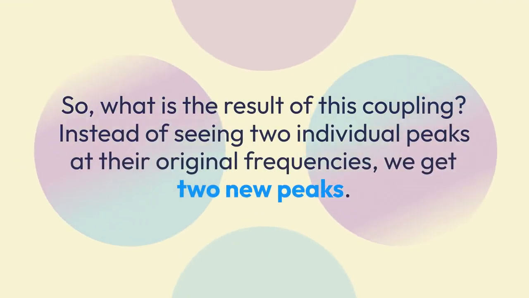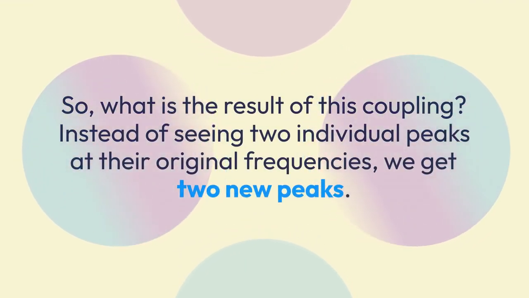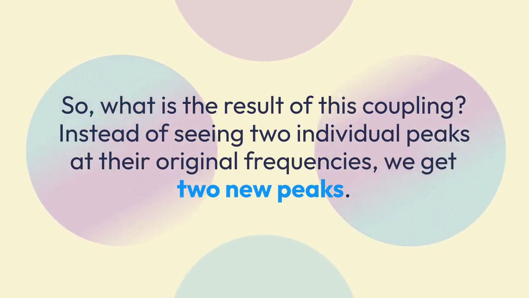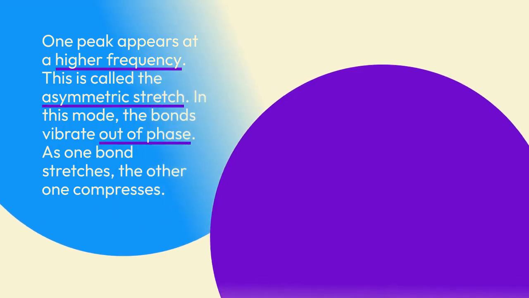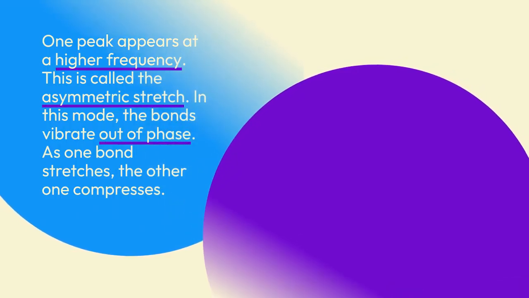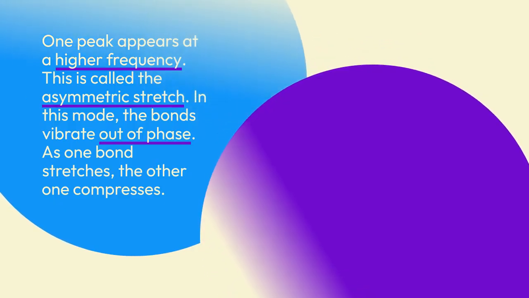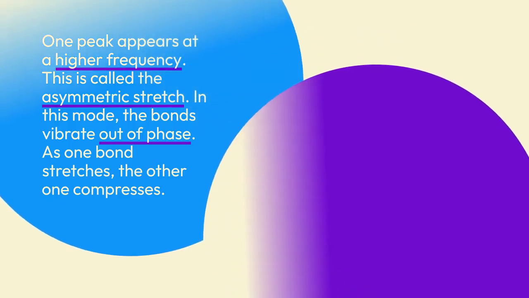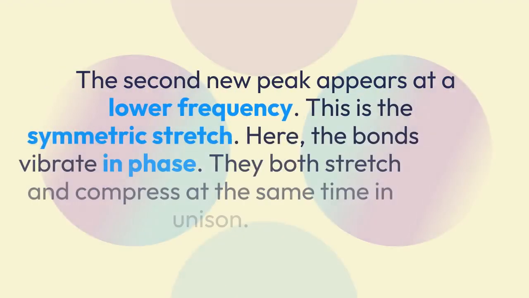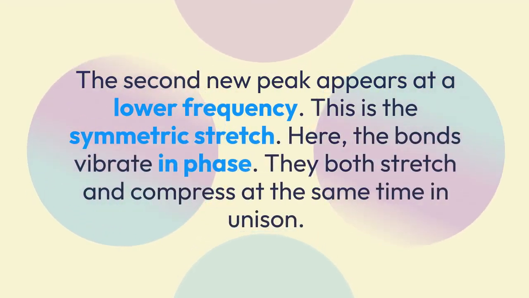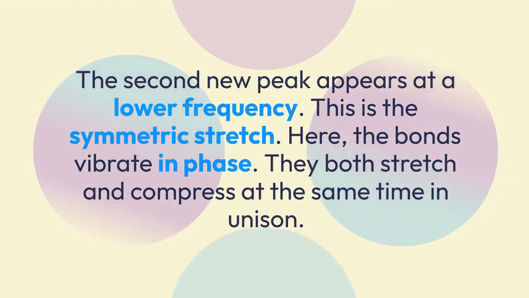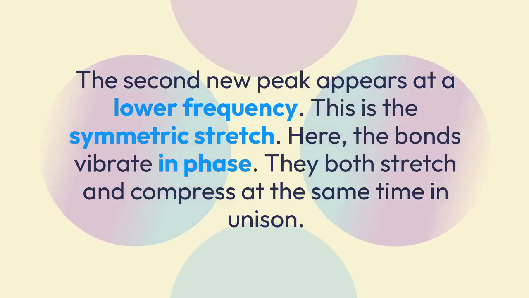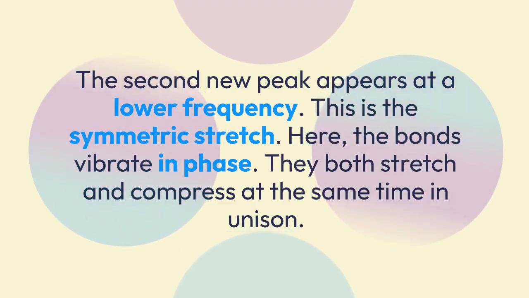So, what is the result of this coupling? Instead of seeing two individual peaks at their original frequencies, we get two new peaks. One peak appears at a higher frequency. This is called the asymmetric stretch. In this mode, the bonds vibrate out of phase. As one bond stretches, the other one compresses. The second new peak appears at a lower frequency. This is the symmetric stretch. Here, the bonds vibrate in phase. They both stretch and compress at the same time, in unison.